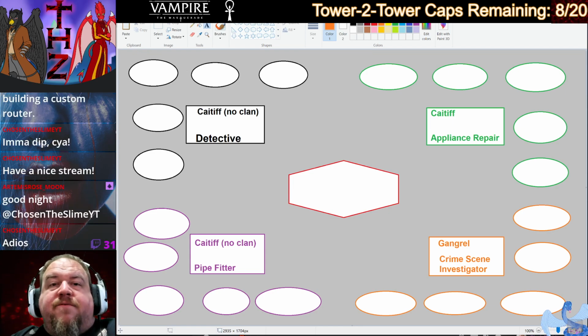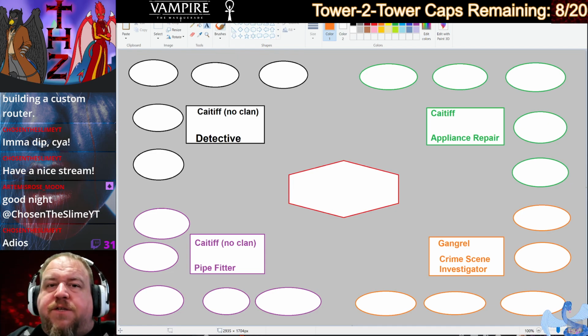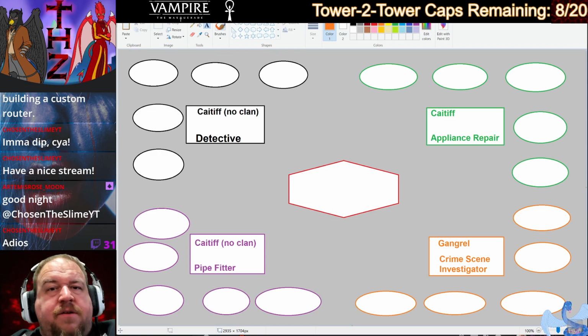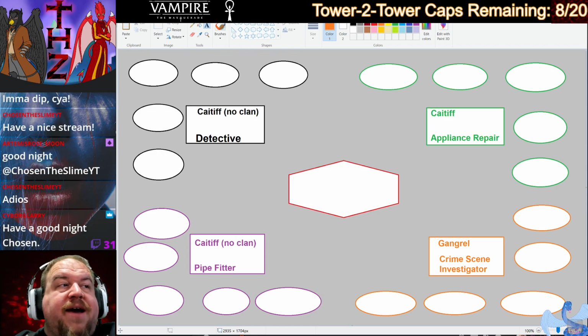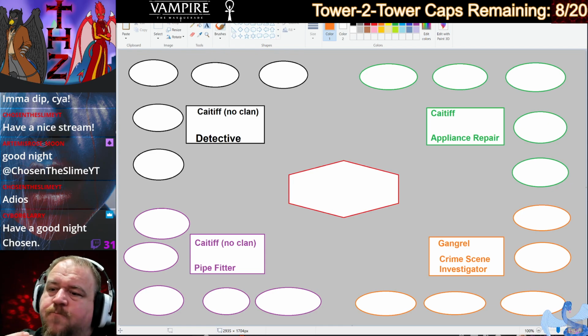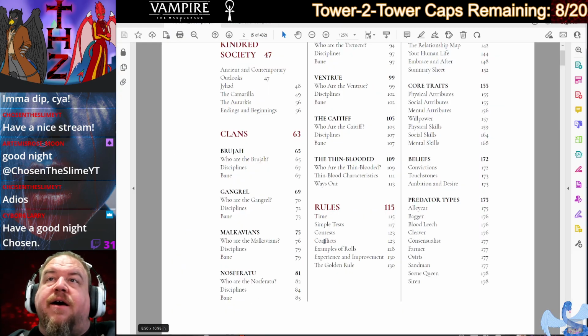So here we have the basis of our characters here. And this itself might point to a very compelling story. Why is there such an abundance of vampires who are clanless, who don't have that special refined blood?